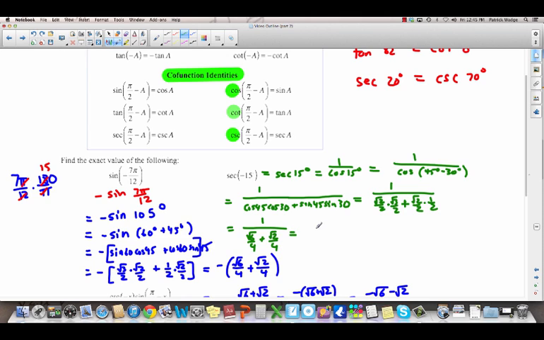So we end up with 1 over (root 6 plus root 2) all over 4. 1 over means the same as reciprocal. Or if you want, the other way we can think of it is 1 over 1 divided by all this, and when you divide, you actually flip it and multiply. Either way you think of it, you're going to get 4 over (root 6 plus root 2). We're very close to being done, but we like to rationalize that denominator.